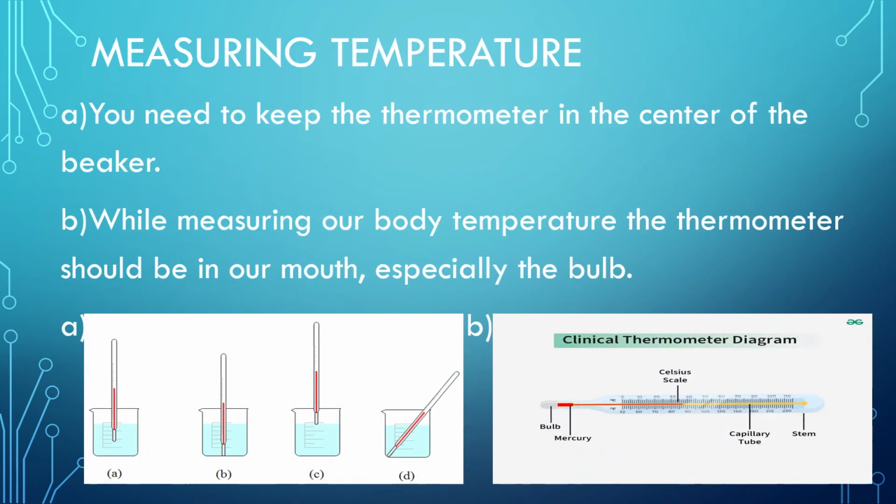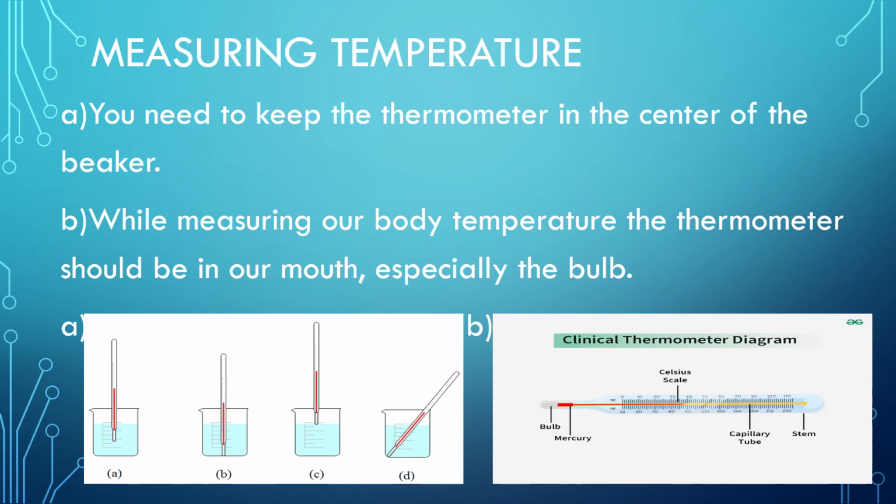Measuring temperature. Let's see, for example, water. You keep the thermometer in the middle of the water to measure it. As you see in diagram A, that is the correct way to measure. In B, you keep it a little lower so that you find the temperature below. On the top, you find the temperature over there.